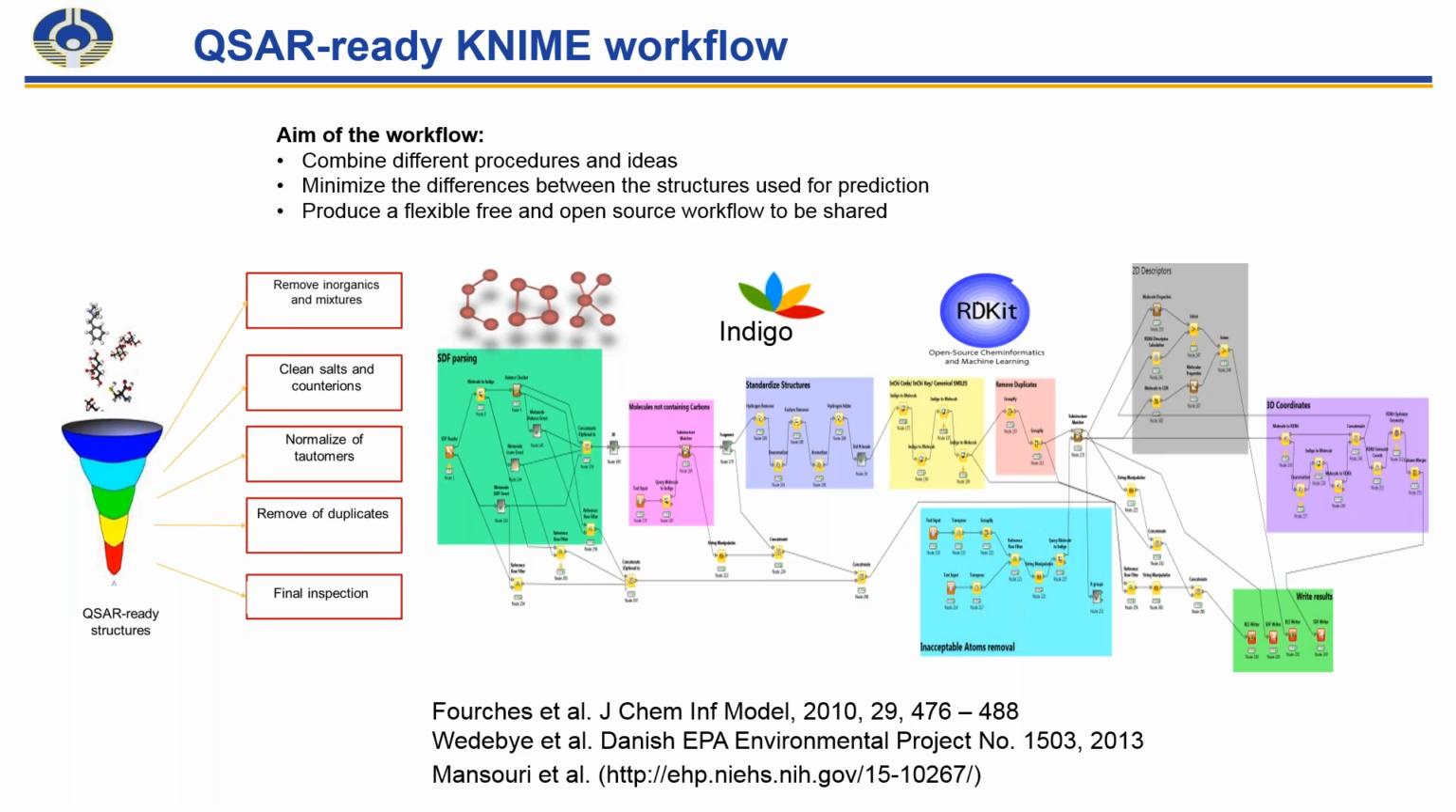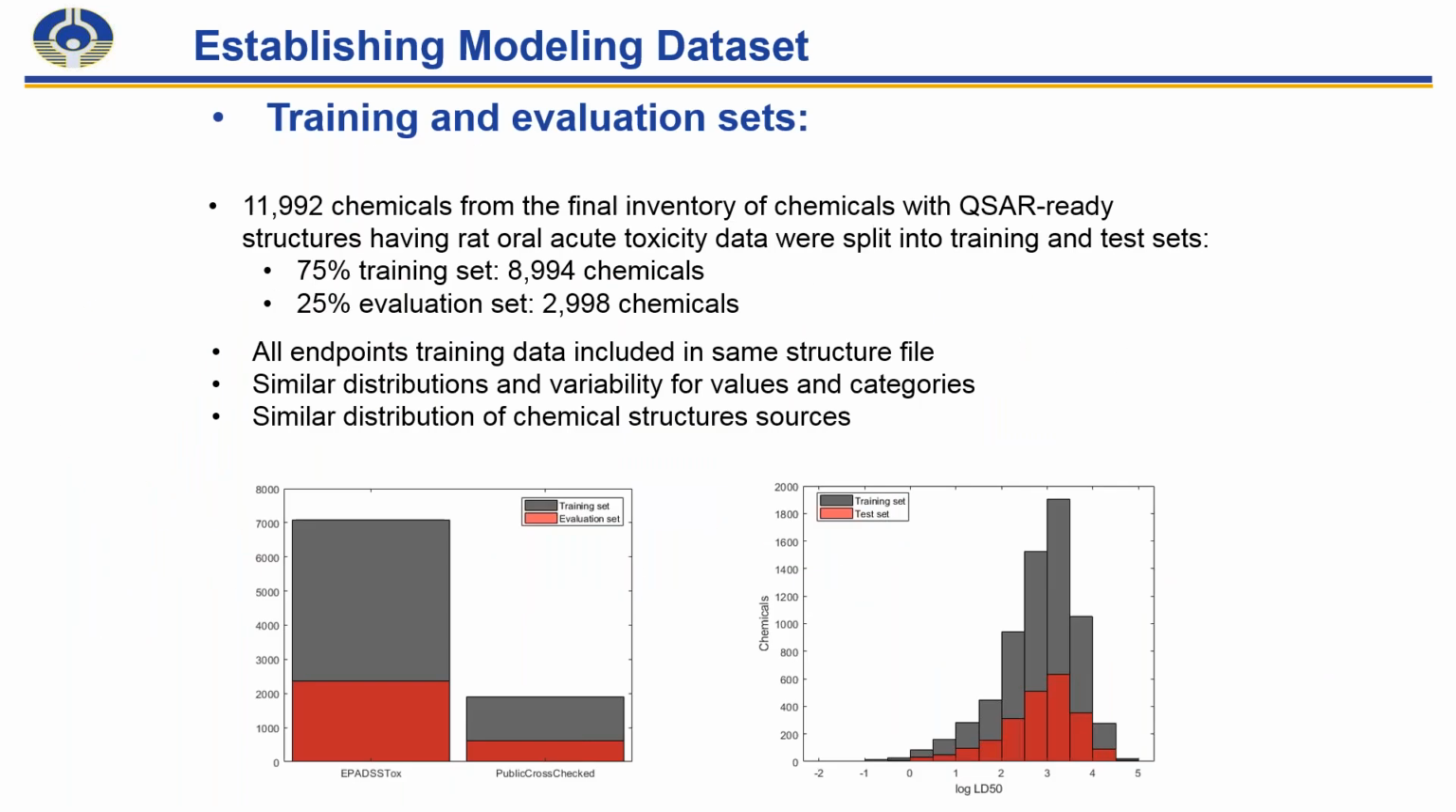And so you can see the different steps outlined here in terms of how we remove inorganics and ill-defined structures and mixtures and normalize the tautomers, remove duplicates, etc. And this is a free open source workflow that is available upon request. So then after we went through this QSAR-ready structure standardization, we ended up with almost 12,000 chemicals in our final inventory that had rat oral acute toxicity, so LD50 values associated with them.